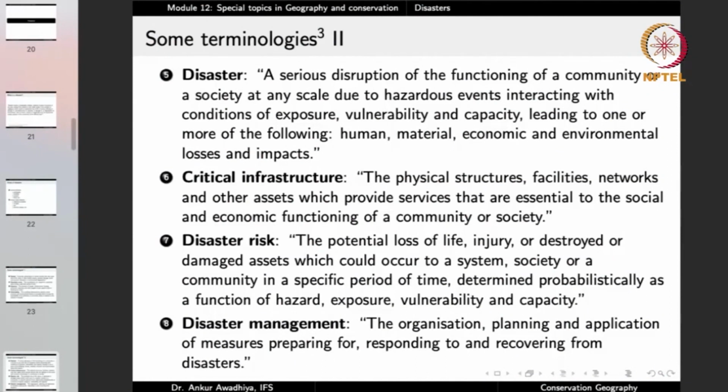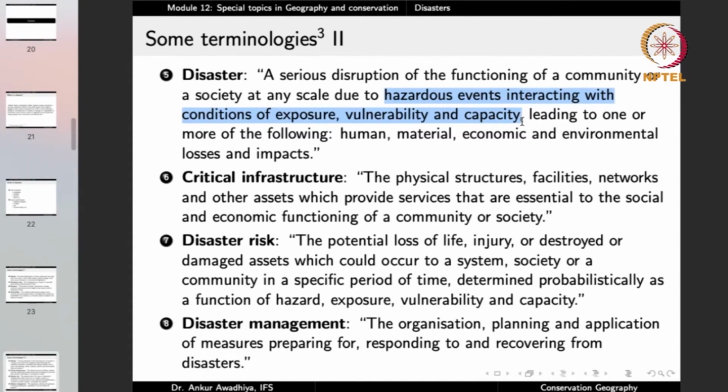Disaster is a serious disruption of the functioning of a community or a society at any scale due to the hazardous events interacting with the conditions of exposure, vulnerability, and capacity, leading to one or more of the following: human, material, economic, and environmental losses and impacts.